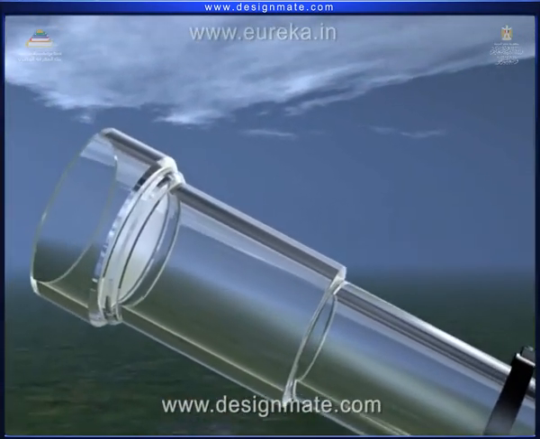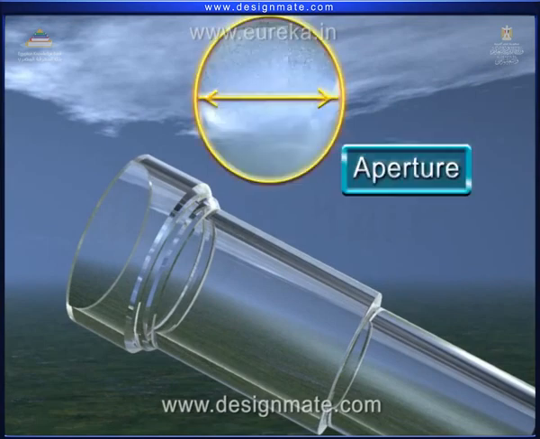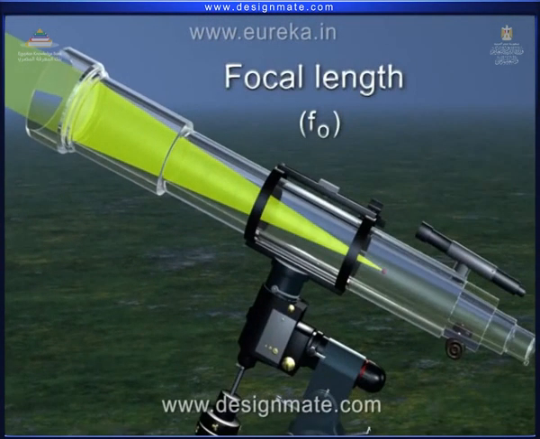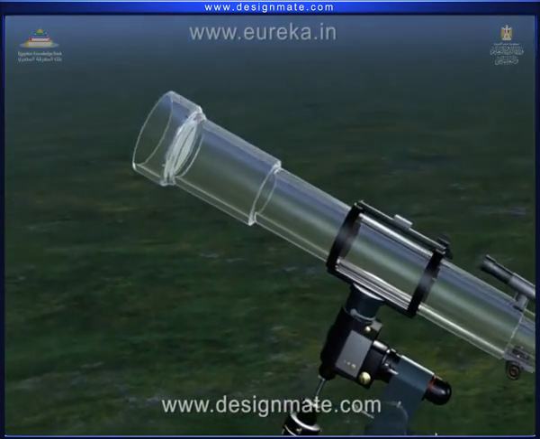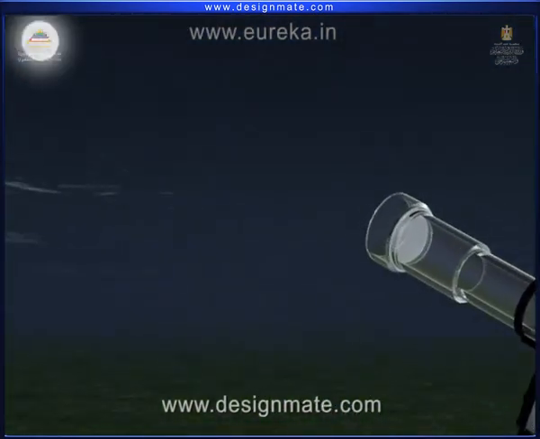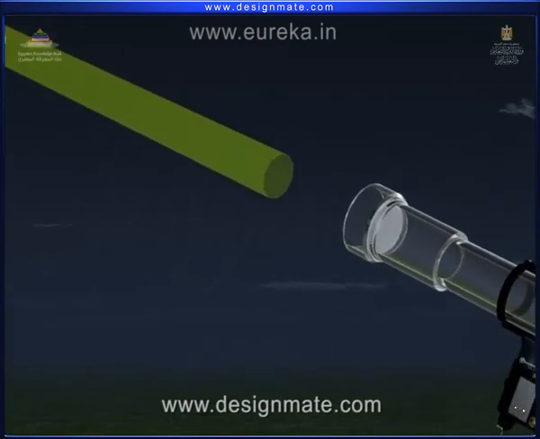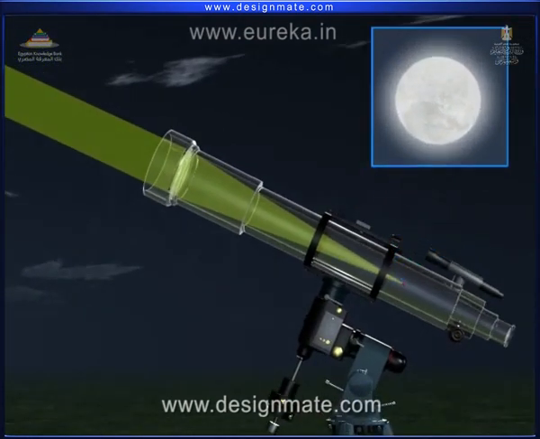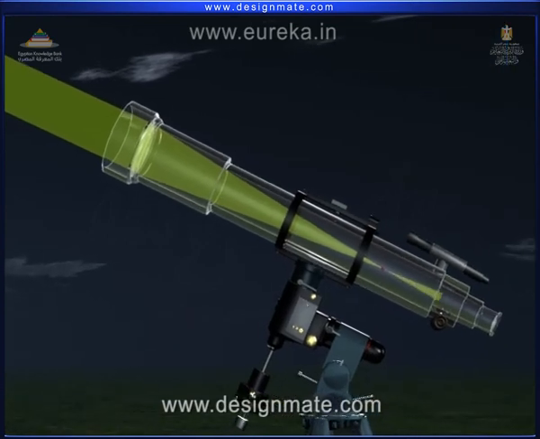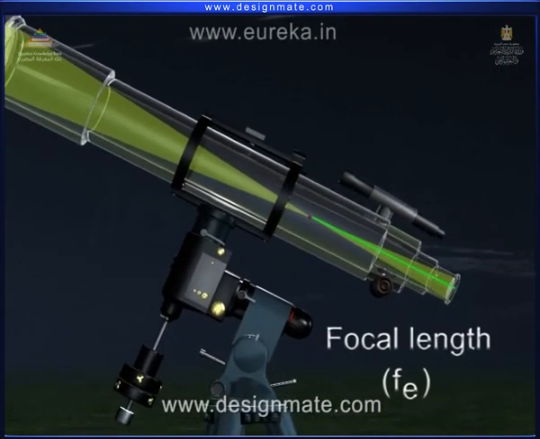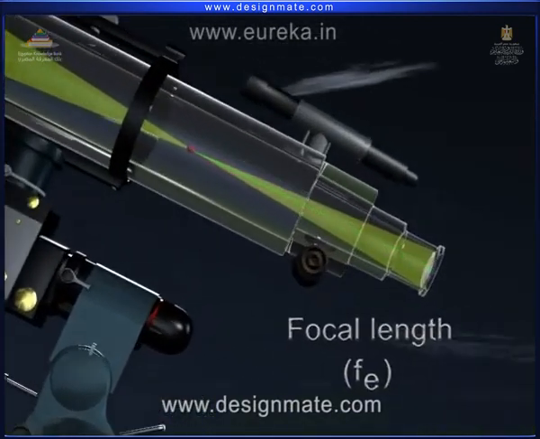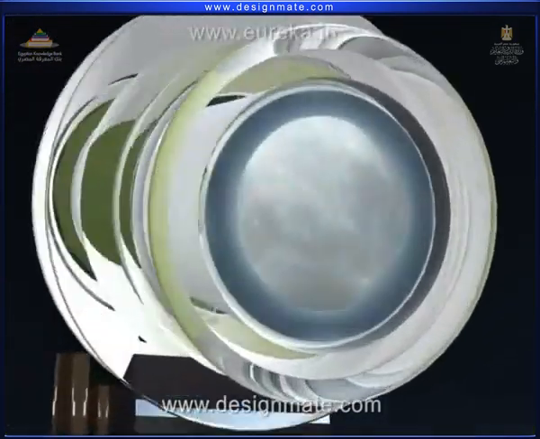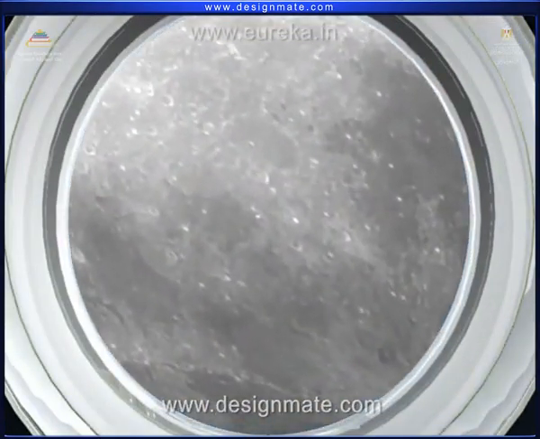The objective of a telescope has a large aperture and a large focal length FO. It collects more light from distant objects and forms a bright image of the object inside the telescope. An eyepiece lens of small focal length FE and small aperture is used to magnify this image.